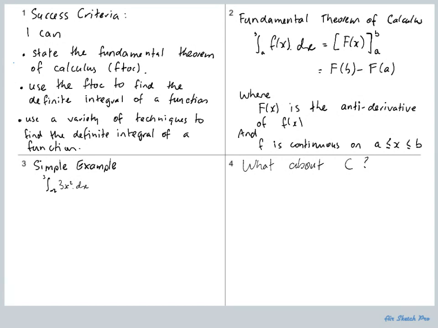So you find the antiderivative, capital F of x, and then you evaluate it by substituting in the interval points and subtracting them. That's it in English. So F of b minus F of a. There are conditions: capital F of x is the antiderivative of little f of x, and the function is continuous on that interval. That's what a less than or equal to x less than or equal to b means. It means the interval between a and b.